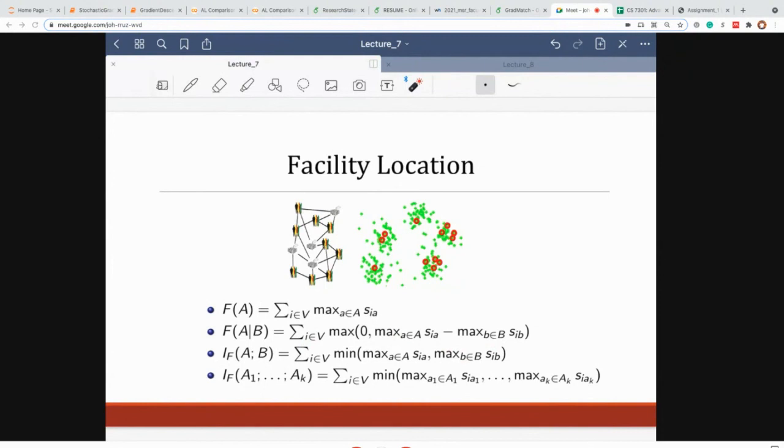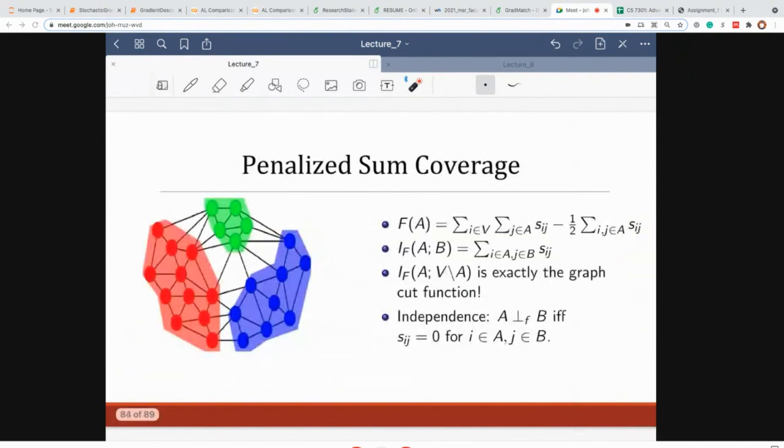Similarly, the joint information between A and B is nothing but the sum over i in V of a minimum amongst the representations. So it's the max over a in A of s_ia, comma, max over b in B of s_ib, and you're taking the minimum between these two. And finally, you also have this multi-set information, which is like this multi-set minimum. So this also is an interesting mathematical expression. Similarly, you can do it for a few other functions.